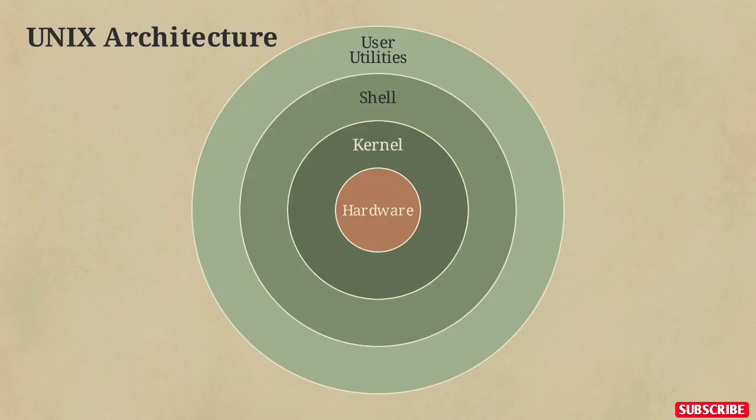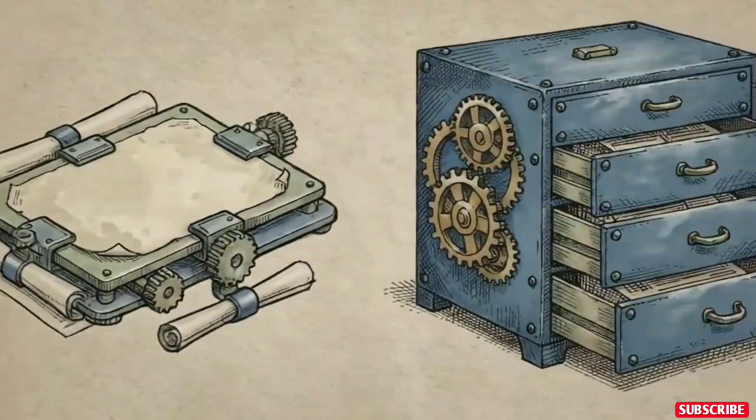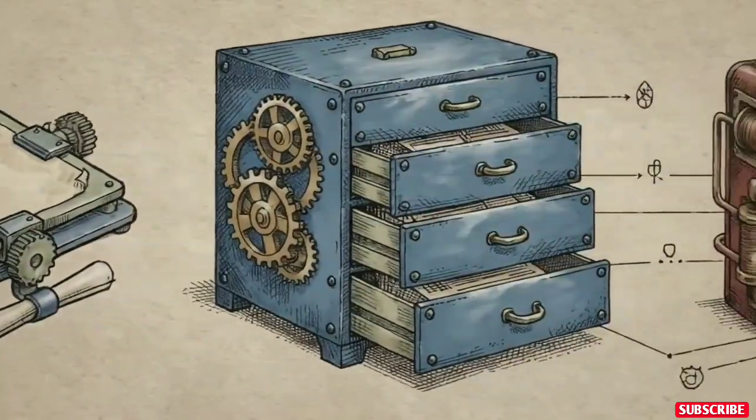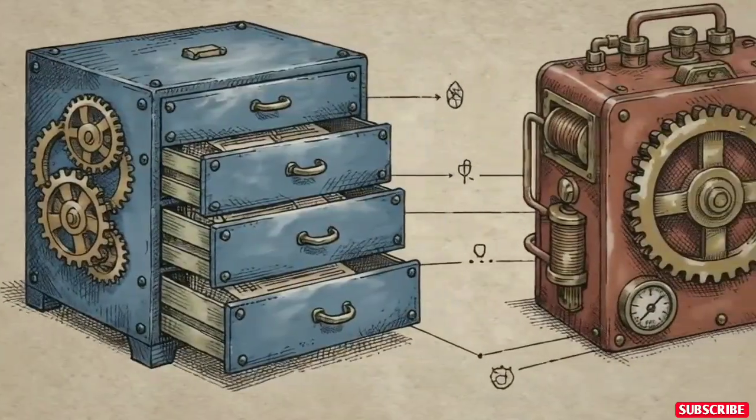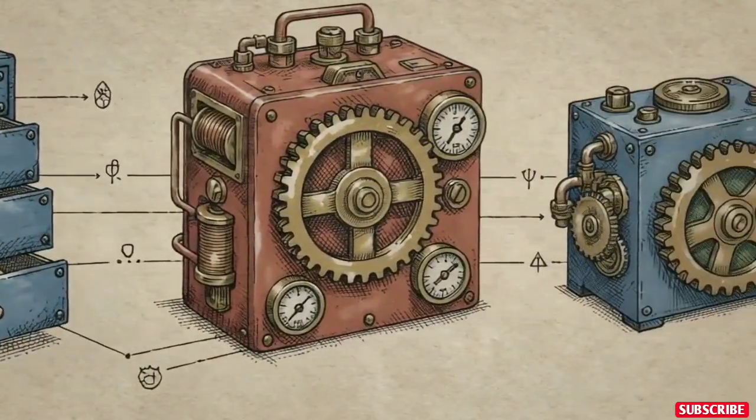The kernel manages memory and hardware. Users never touch the kernel directly. They send requests through the shell. Inside this system, the governing philosophy is simple. Everything is a file. That includes standard text documents, directories, and even physical hardware devices.